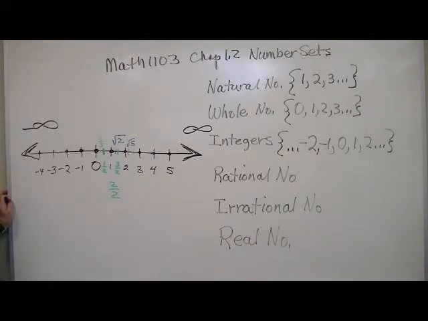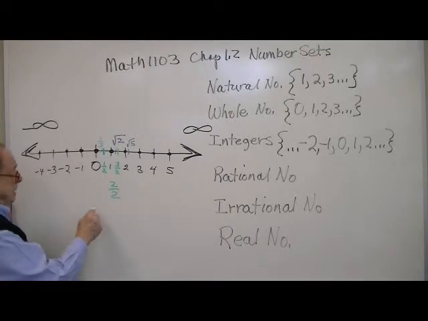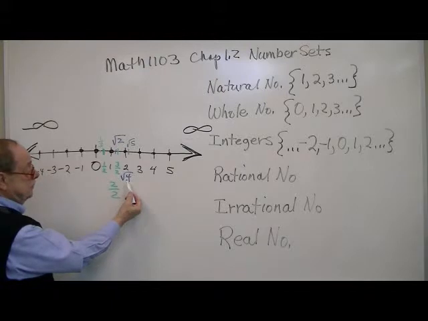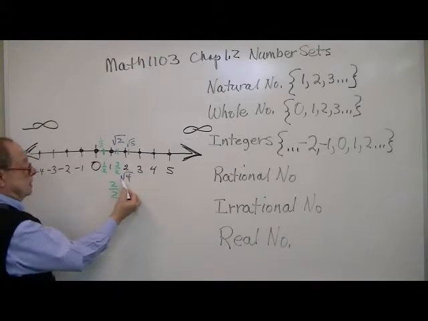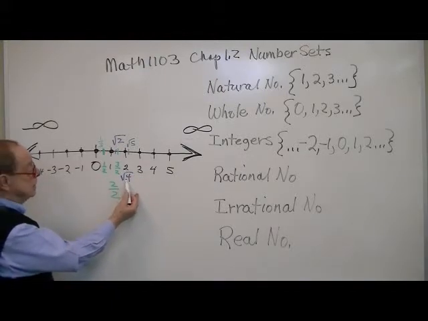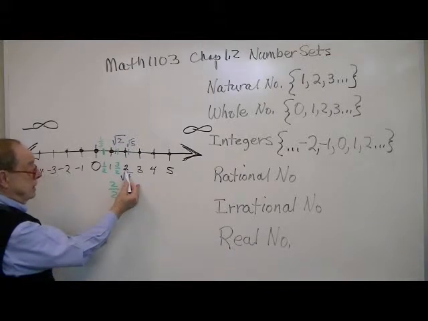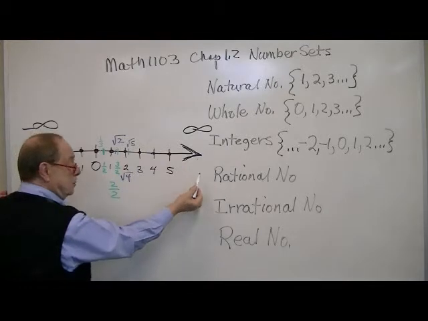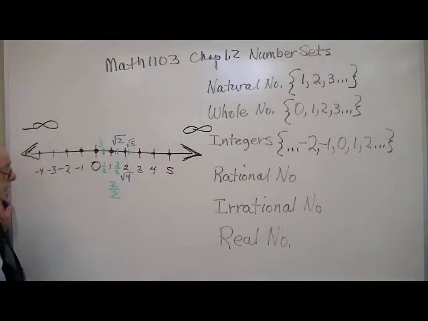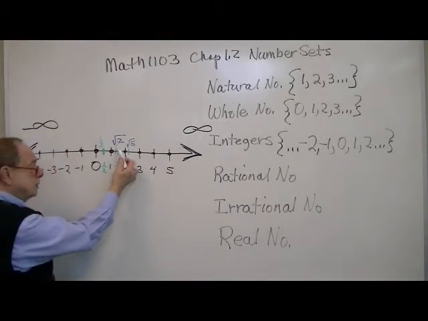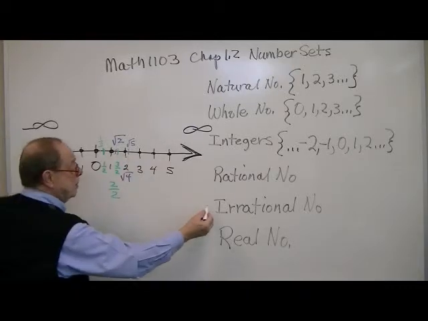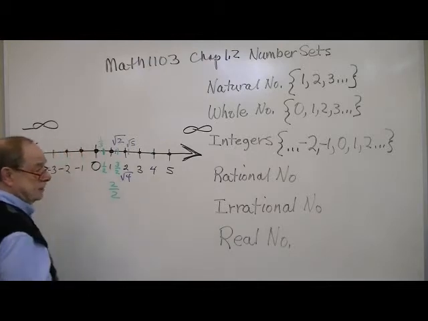And generally speaking, if we have a perfect square, like the square root of 4, the square root of 4 is 2. So even though it's under the radical sign, it is an integer, a whole number, a natural number, and a rational number. But the square root of 2 and the square root of 5 are what we call irrational numbers.